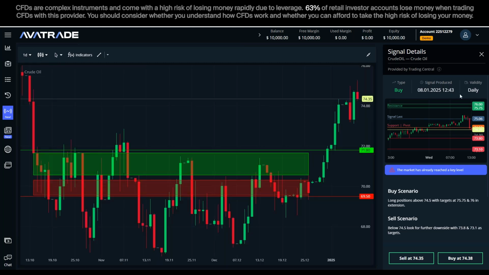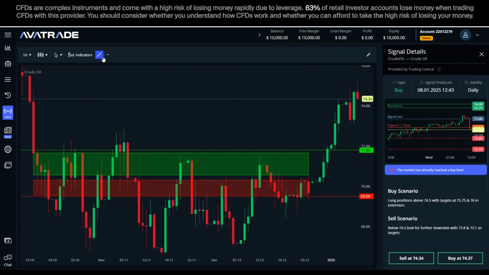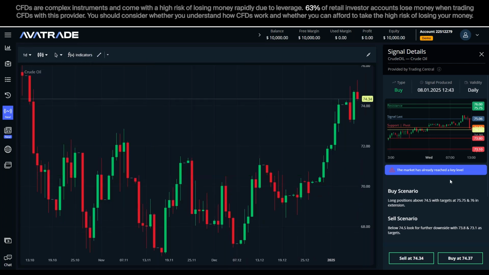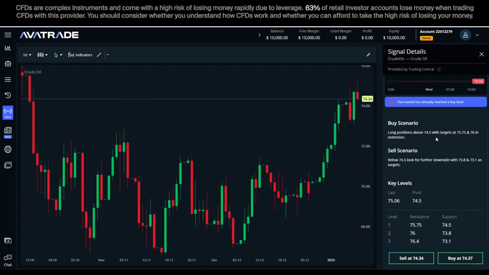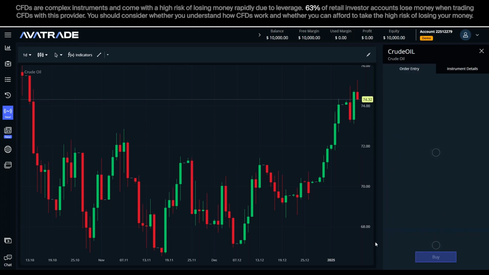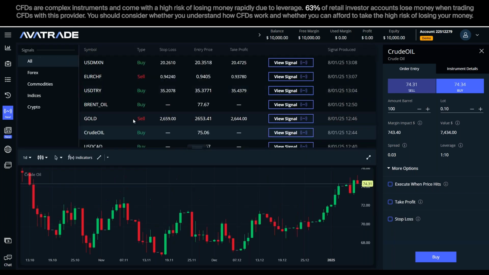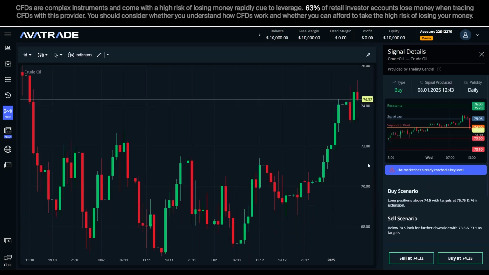Now, if those levels already occurred, that means this signal is now futile. It doesn't matter if I'm going to go with a buy or a sell, it's not going to let us enjoy the take profit and the stop loss. We're not going to have it. And why? Because again, the take profit and the stop loss are based on the levels that we see here.